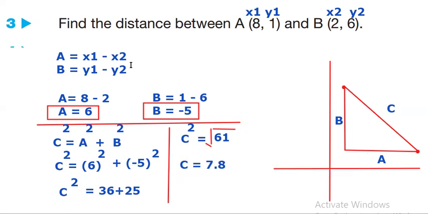So first thing you do, you subtract the x's to find A, and then subtract the y's to find B, and then use the A and the B in Pythagoras. And then at the end of Pythagoras, you're going to square root to find the distance between the 2 points. And that's the idea of the whole question. Now, let me check if we have something else to cover.